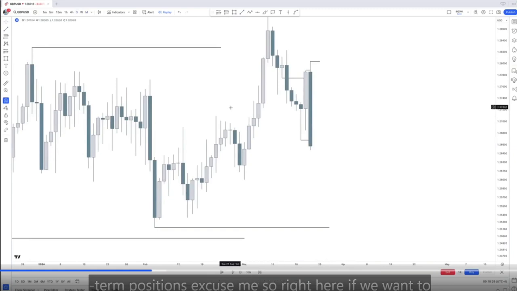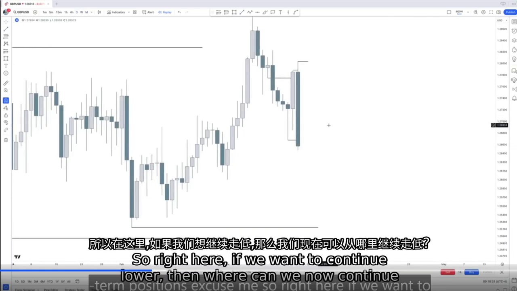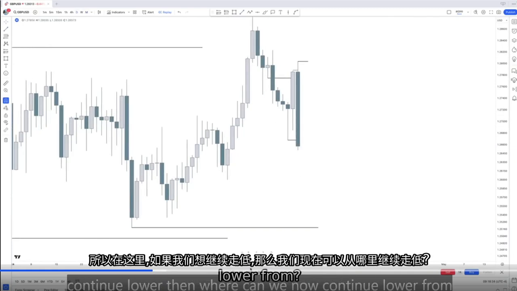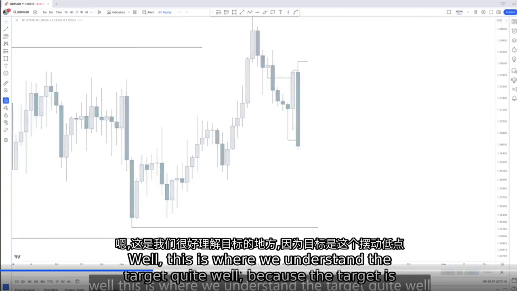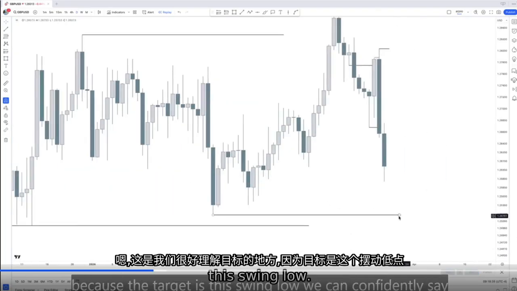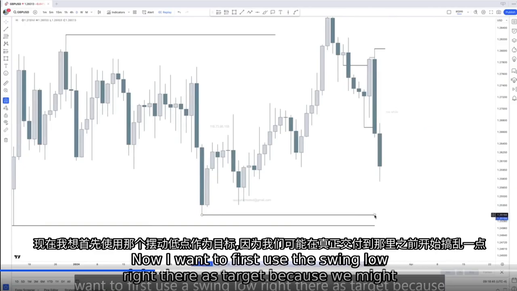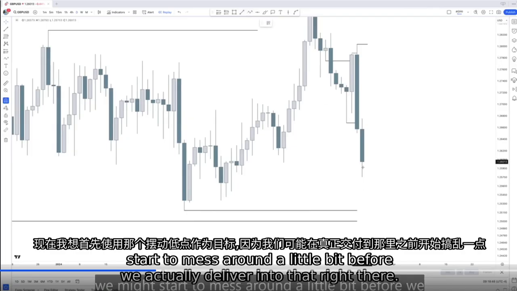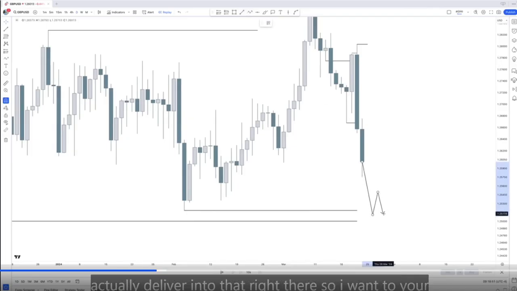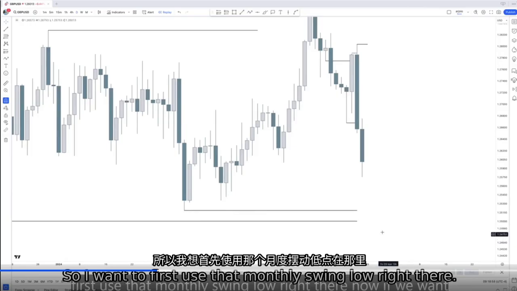So right here, if we want to continue lower, then where can we now continue lower from? Well, this is where we understand the target quite well, because the target is this swing low. We can confidently say that. And potentially the monthly value gap right there. Now, I want to first use the swing low right there as target, because we might start to mess around a little bit before we actually deliver into that right there. So I want to first use that monthly swing low right there.